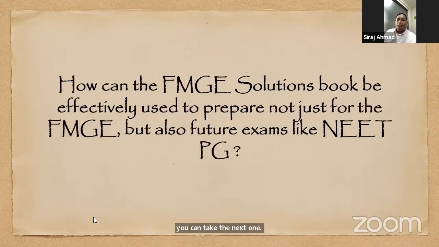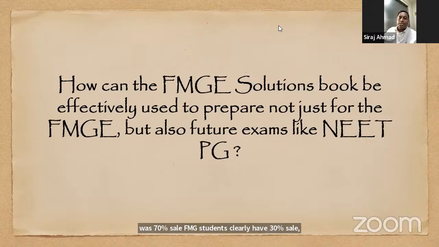How can the FMG solution book be effectively used to prepare not just for FMG but also for NEET PG? मैं आपको एक fact बता रहा हूँ कि FMG solution जो है, जो sale है वो 70% sale FMG students के लिए है और 30% sale, according to our data that we found out, sale was 25 to 30% on an average. It has been among the NEET PG aspirants. Do you know why?